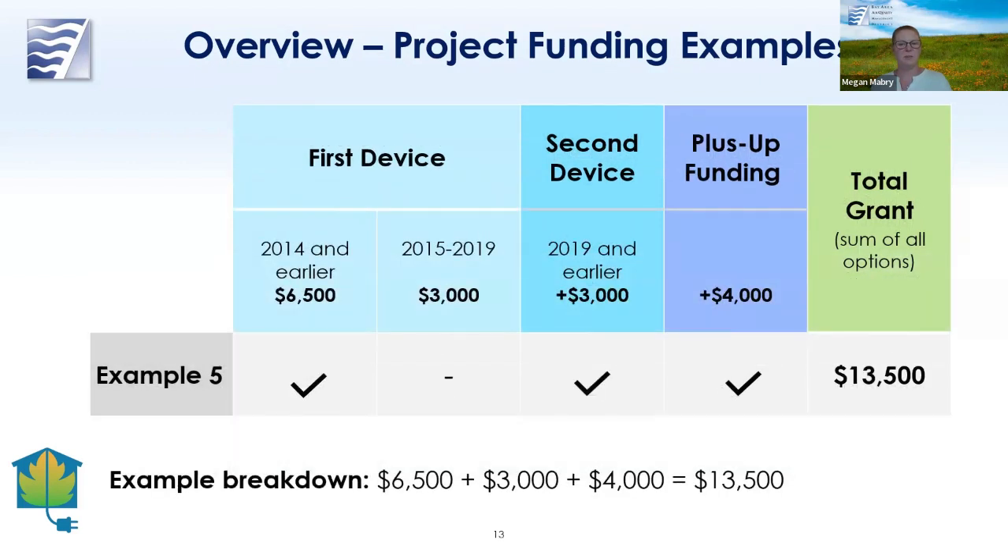And in this fifth example, a project replaces two devices where at least one is a 2014 or earlier model, and the applicant qualifies for the low income plus up. When we break it down, the applicant receives $6,500 for the first device, $3,000 for the second device, and an additional $4,000 in plus up funding. Adding all of these amounts up totals to $13,500, which is the maximum award amount offered by the program.